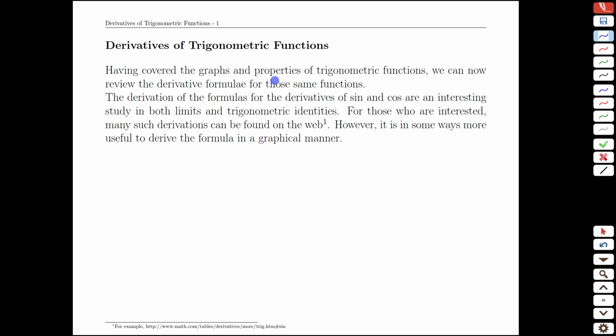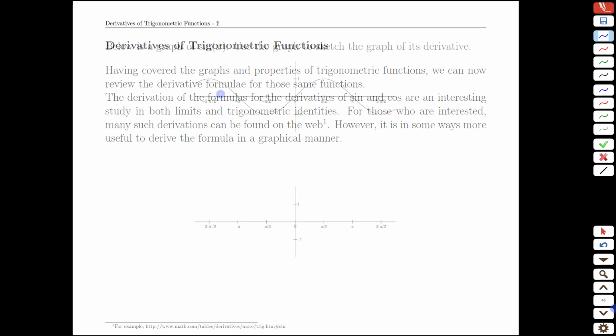Now that we've looked at the graphs of trig functions and some of the properties of those functions, we're going to return to calculus and actually look at the derivatives of these trig functions. There are lots of ways to derive the derivatives of sine and cosine. Take a look on the web if you're interested in various options out there. We're going to start with a graphical approach though.